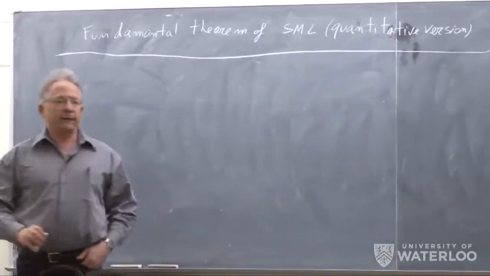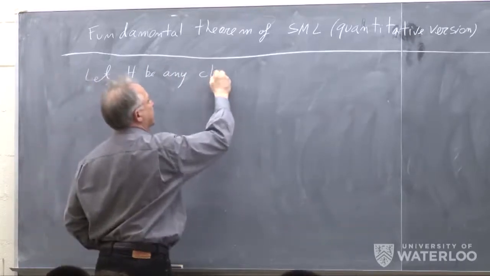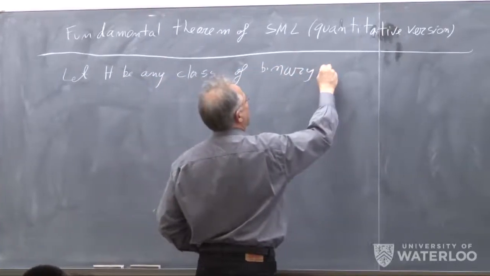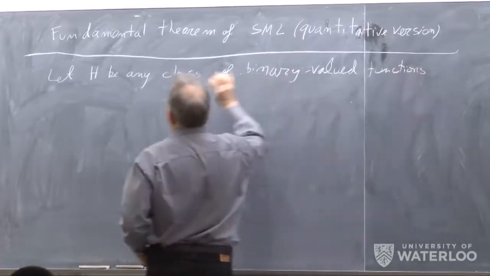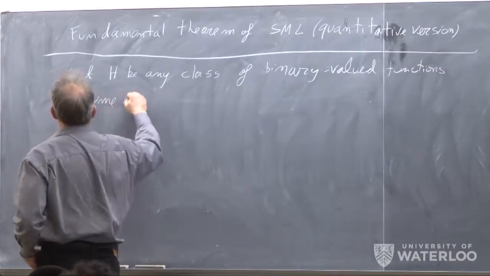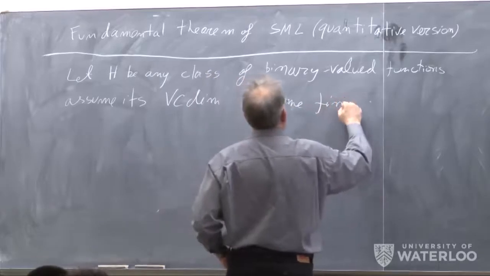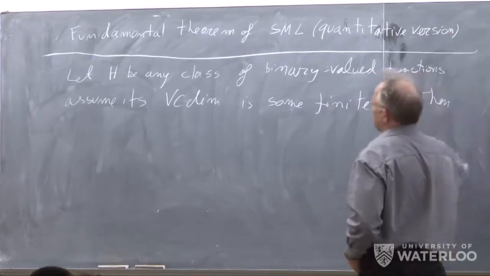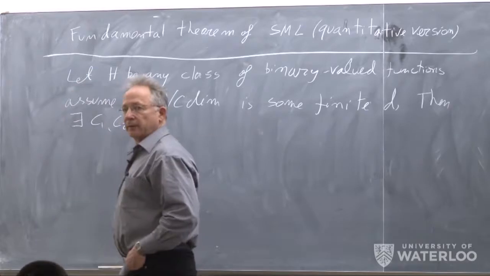We said that if I have a class, let H be any class of binary valued functions over some domain, and assume its VC dimension is some finite number D, then there exist two constants, C1, C2, such that we have three statements.